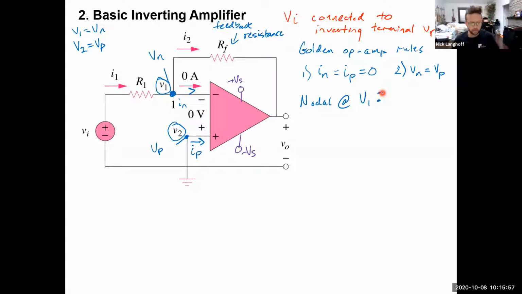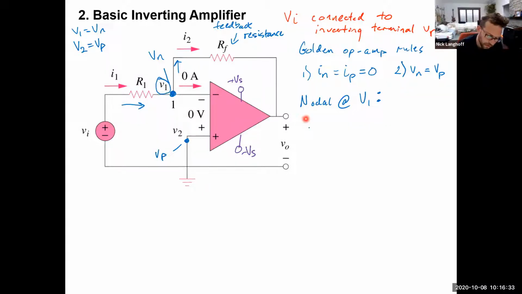If we do nodal analysis at V1, we really have two currents going into and out of V1. There's the current I1 going from the source VI through R1, and then there's the current I2, and that's it. Remember that IN is 0 amps going into the inverting terminal, and the same for VP.